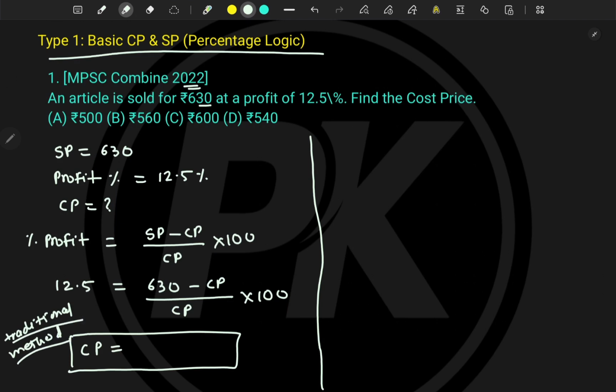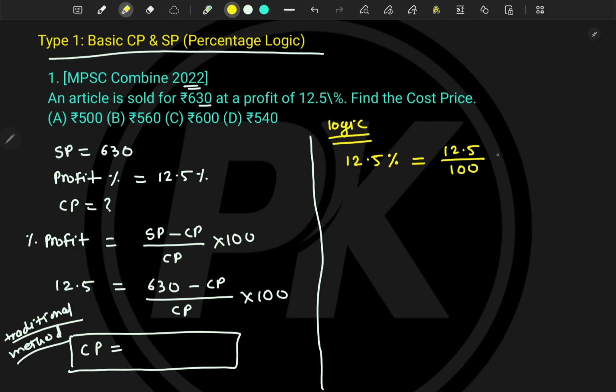Now let's apply some logic. As I said, with respect to cost price, if there is some percentage increase, it's profit. If there is a percentage drop, it is loss. So now just try to understand the logic here. So here, now with the logic, we are going to see this problem. Now article is sold for 630 rupees at a profit of 12.5 percentage. We have to find out the cost price. So what we have to do, this 12.5 percentage, we have to find out the fraction. We know how to convert a percentage into fraction. We have learned that already in the previous lectures. So what I will do, 12.5 divided by 100.